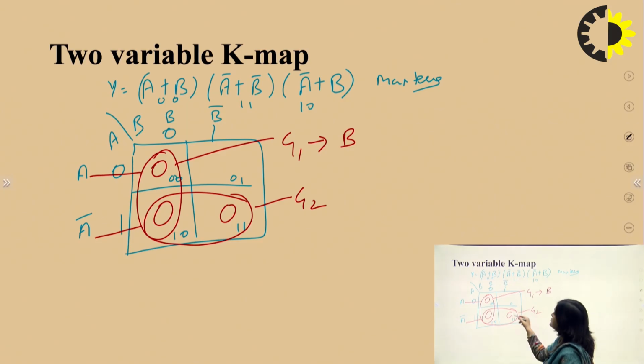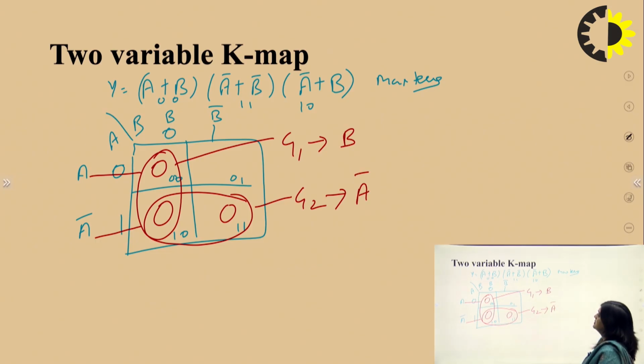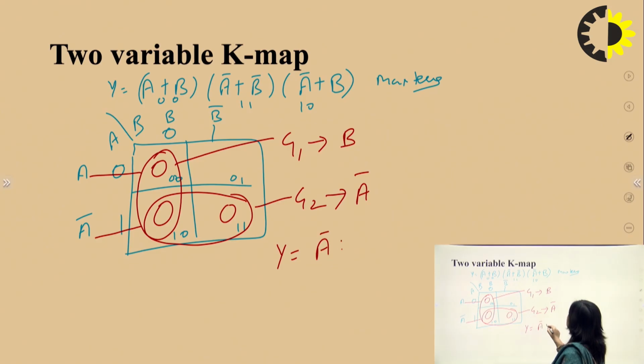And G2 is related to A bar. So the final answer is A bar B. A bar B is the final answer.